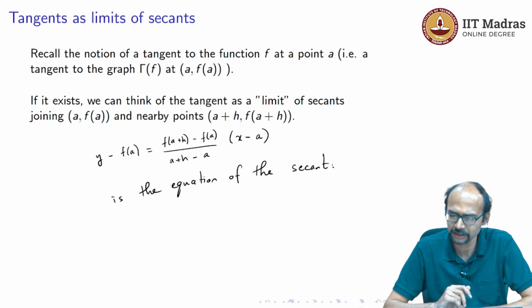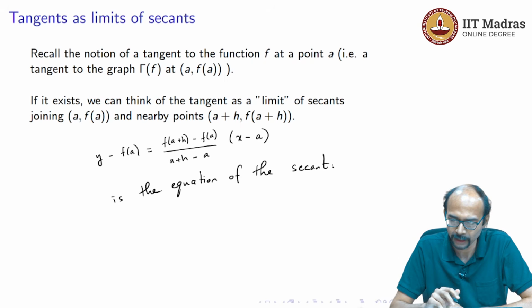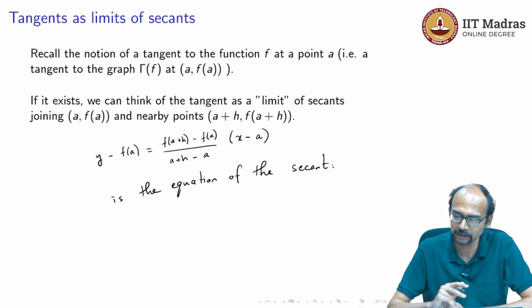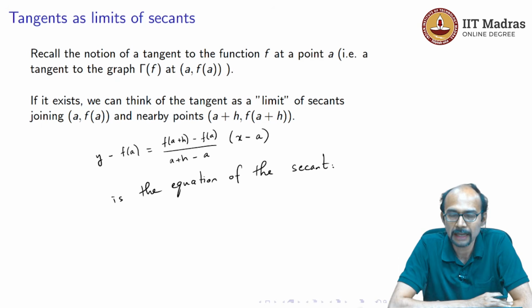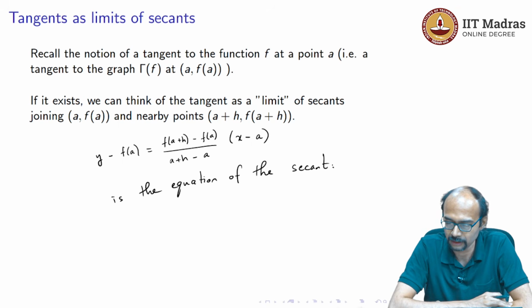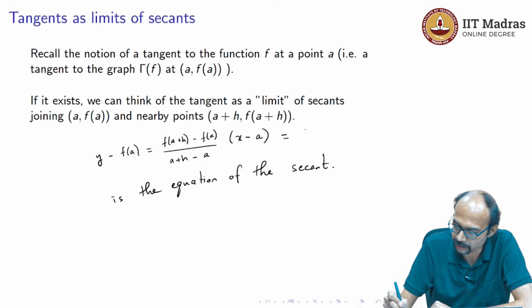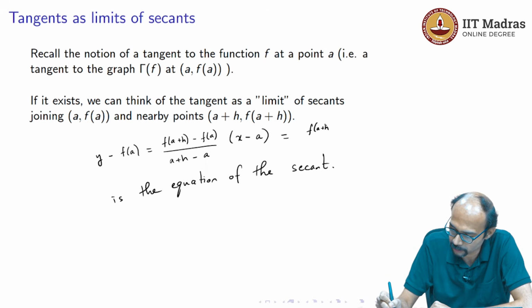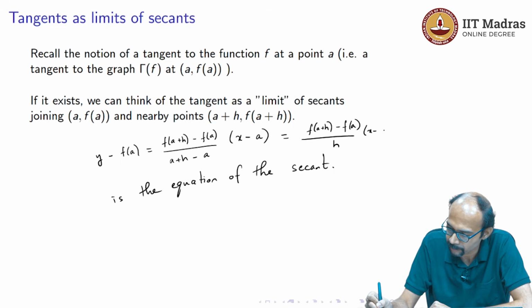Let's just cross check that this is indeed the correct equation. If you put x is equal to a and y is equal to f of a, then indeed both sides are 0. So this passes through (a, f of a), and if you put x is equal to a plus h and y is equal to f of a plus h, then the right hand side, well, I should have written the right hand side one more step here, f of a plus h minus f of a divided by h times x minus a, right.